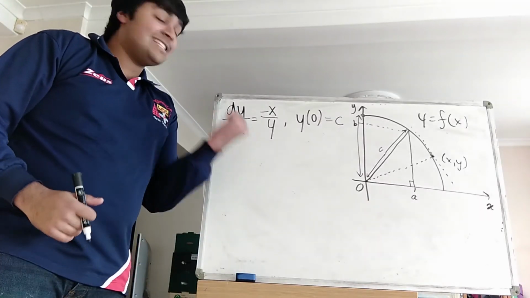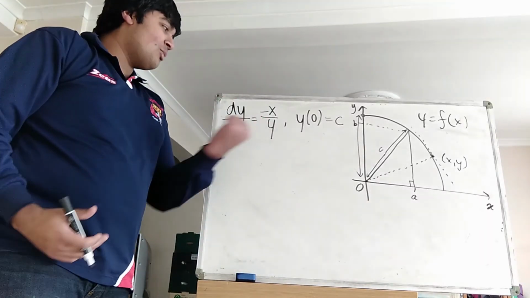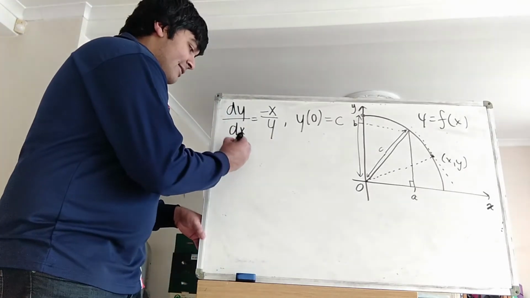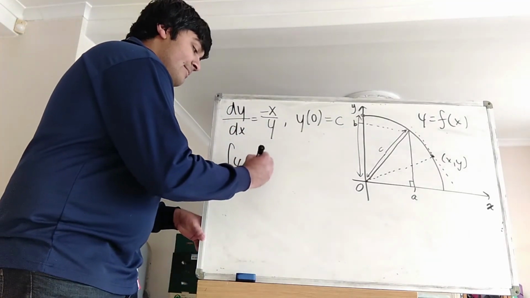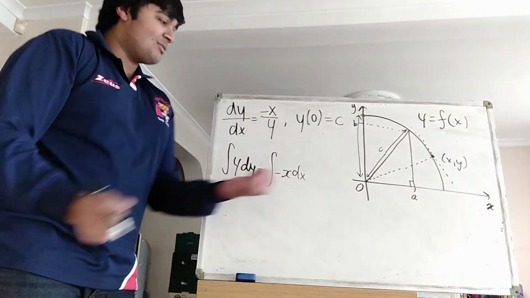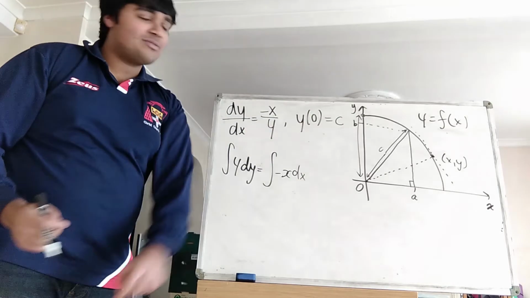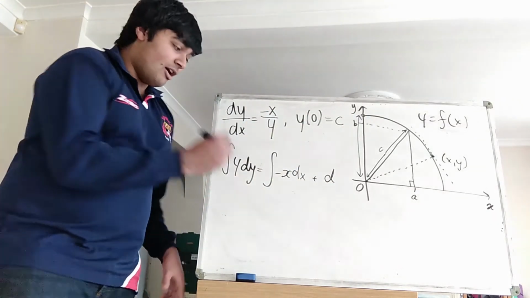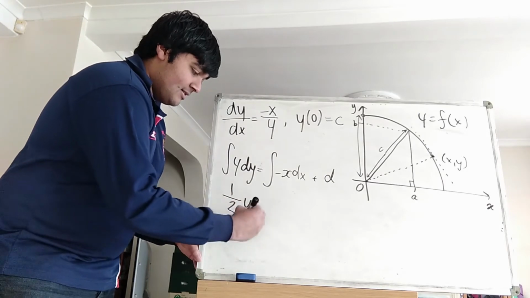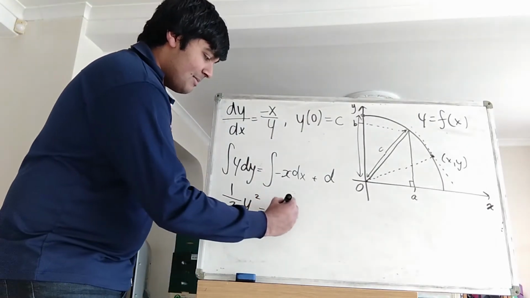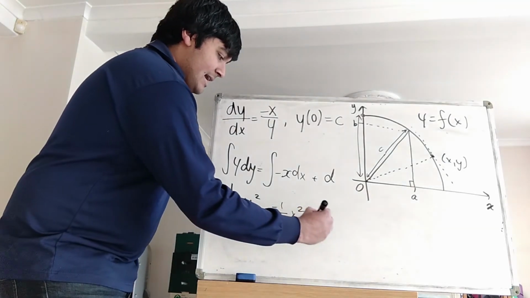Okay, so we have dy dx equals minus x over y. So let's bring the y onto this side and dx onto that side. So we've separated the variables. So then we'll get that the integral of y dy is equal to the integral of minus x dx plus some constant, but I'm not going to call it c for obvious reasons, so let's just call it d. So the integral of y dy is just a half y squared. The integral of minus x dx is just minus a half x squared, and then plus d.